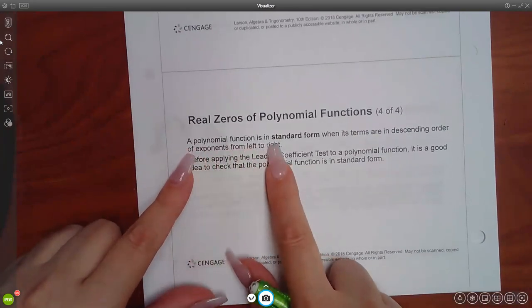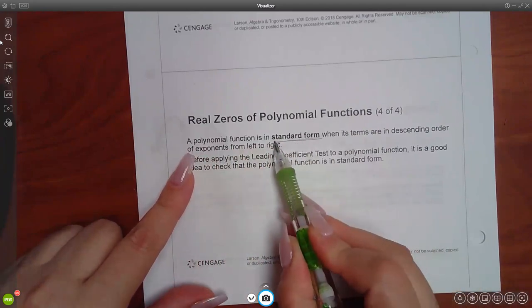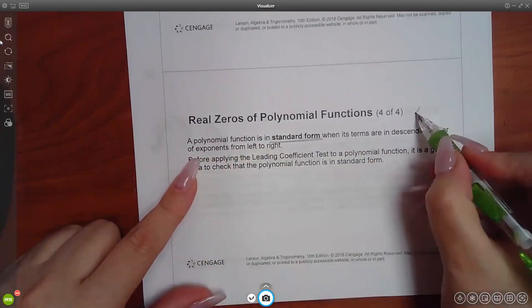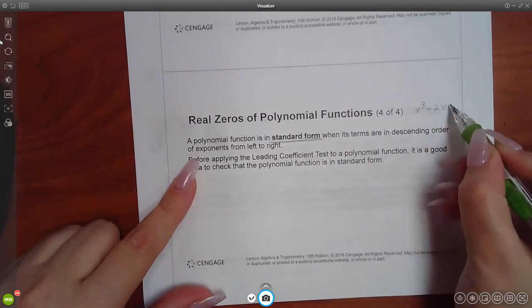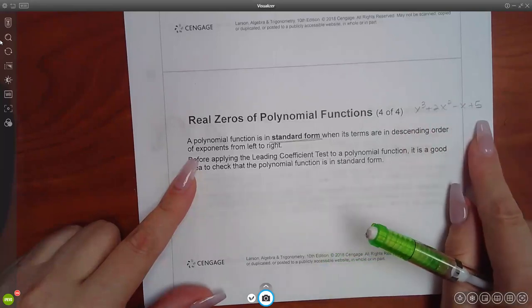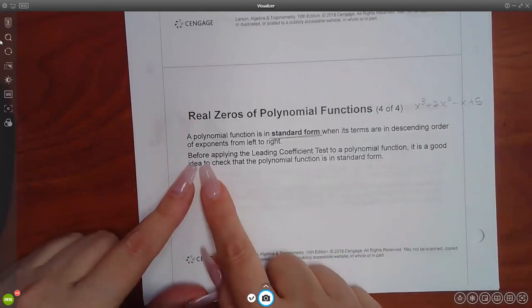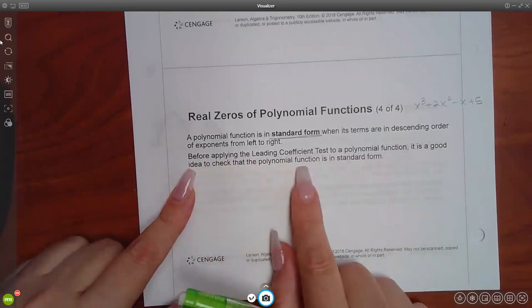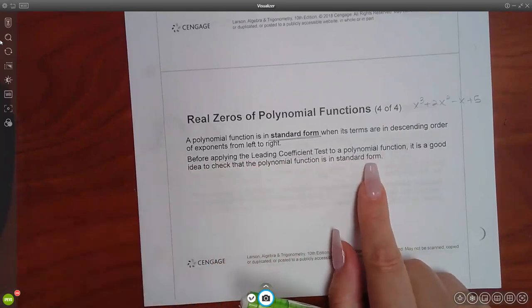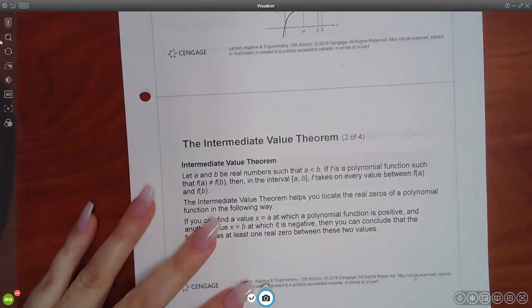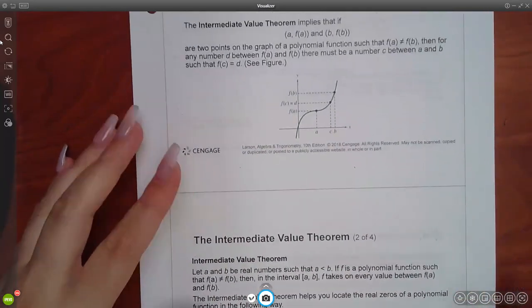A polynomial function is in what they call standard form when the terms are in descending order, right? My function that I keep repeating is in descending order, right? The powers go down, down, so there's no x's, okay? It says, before applying the leading coefficient test to the polynomial, it is a good idea to check that the polynomial function is in standard form. Also, when we factor, it's super helpful to have it in that form, right? So essentially, if it's not in descending order, put it in descending order, okay?